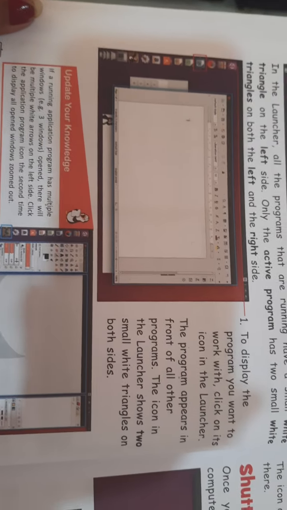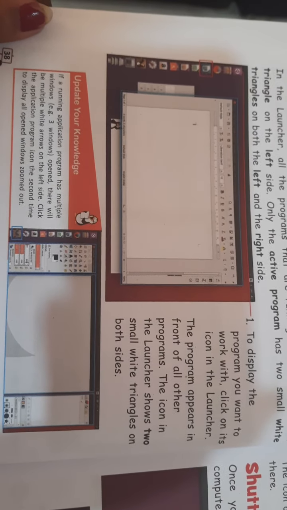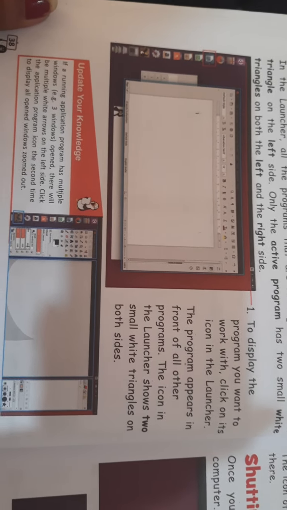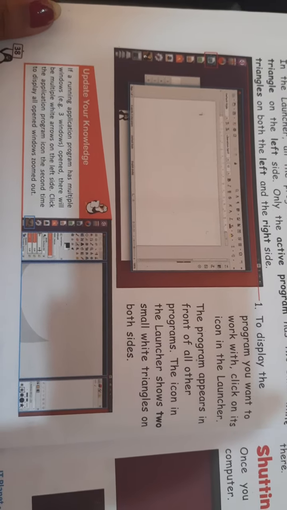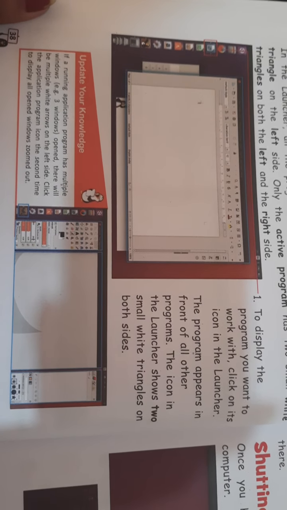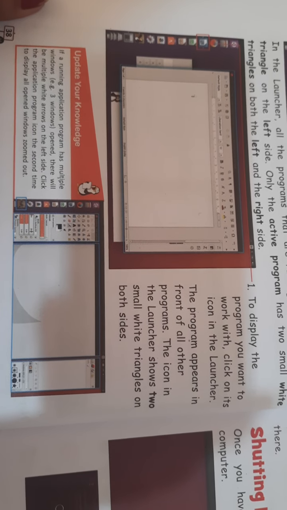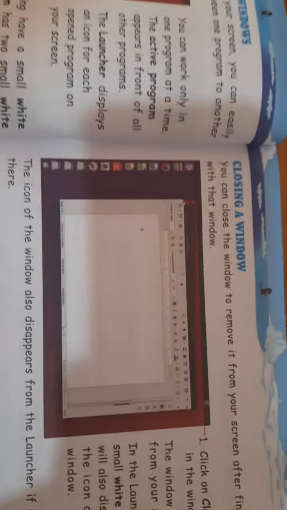Okay, now to display the program you want to work with, click on its icon in the launcher. The program appears in front of all other programs. The icon in the launcher shows two small white triangles on both sides. Okay, clear? Now next is closing a window.